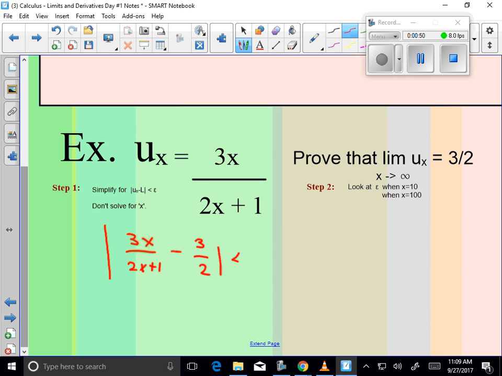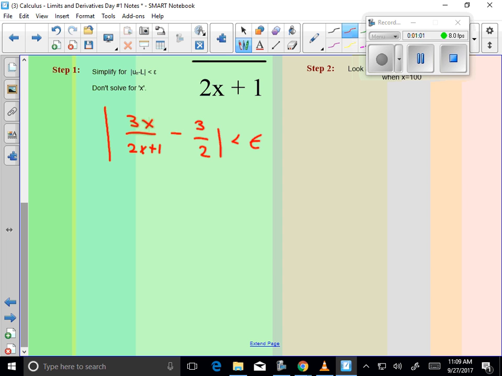We want to show that there's some relationship. When I first did this, I was like, that's dumb. This is really easy. There's a relationship. All I have to do is get a common denominator and show there's a relationship between x and epsilon. Well, there already is one. I just need to simplify this one.